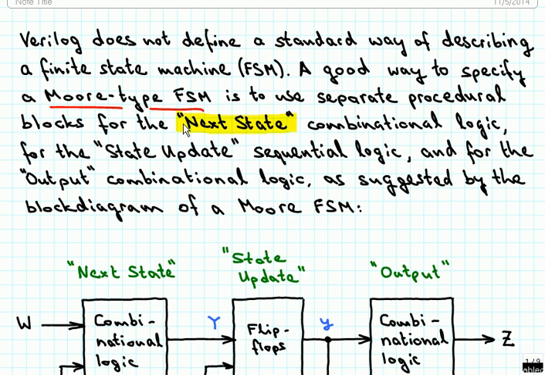So the computation of the next state based on the current state and the current input. And then the actual state update from that computation of the next state. We input that next state into the present state. That's the state update, and that's done in the flip-flops. And that's sequential logic. And then for the output, we need another combinational logic block which computes the output based on the present state.